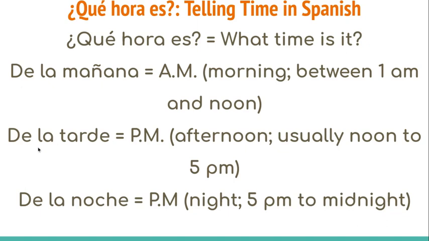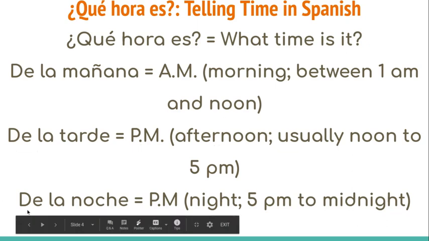De la tarde. De la tarde means p.m. or the afternoon. So that's usually in Spanish-speaking countries, noon or 12 noon to 5 p.m. And then de la noche. De la noche is p.m. for night or evening, and in Spanish-speaking countries, they usually say that from after 5 p.m., so usually 6 to midnight.